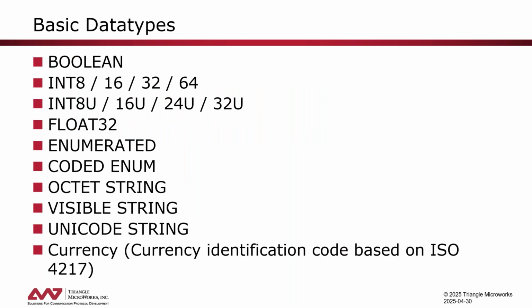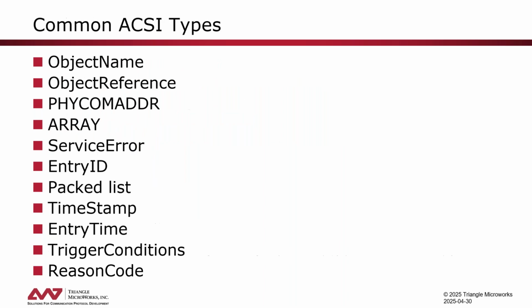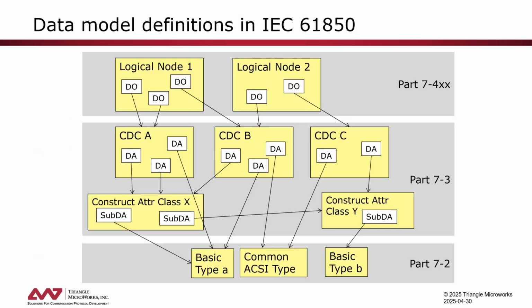And the last two slides here, just an overview on the basic data types and common ACSI types that are used across the system. You will get these overviews. I mean, you will get the slides at the end. So you have this collection there. And this slide summarizes again where we find what in our data model.